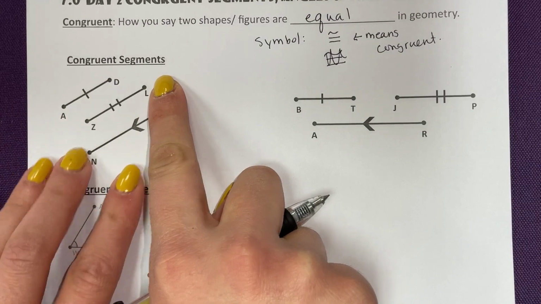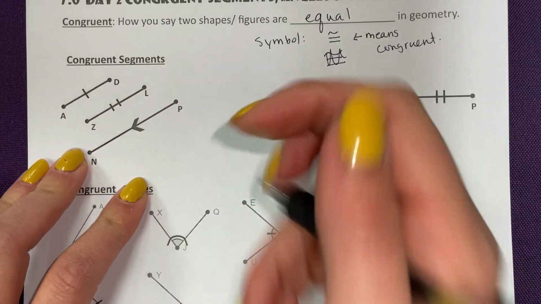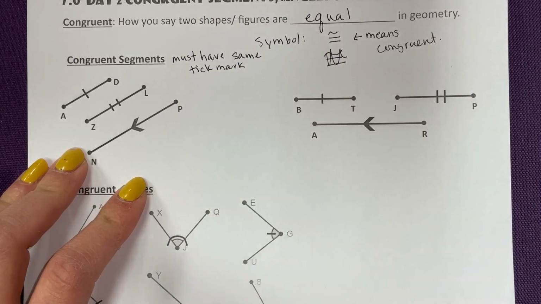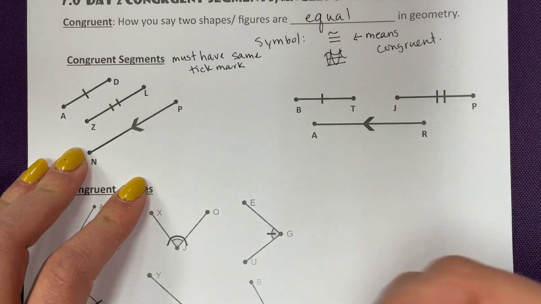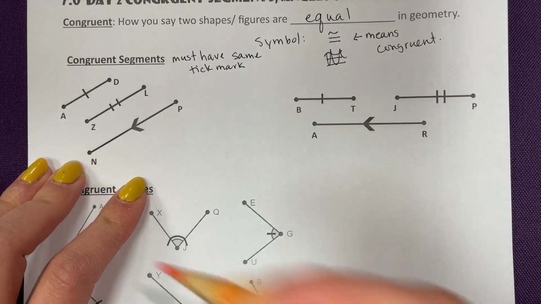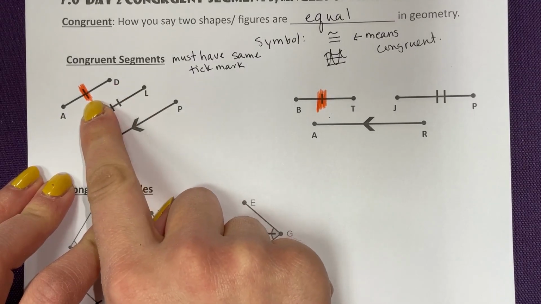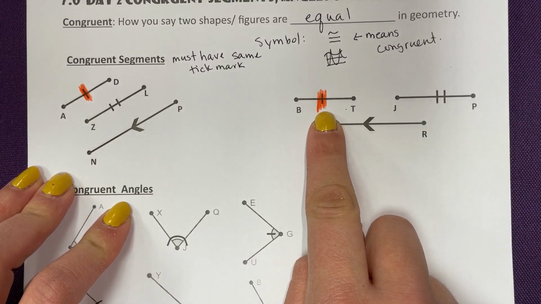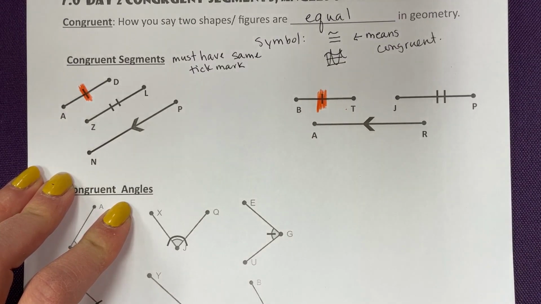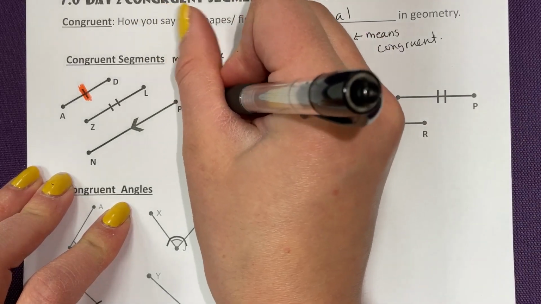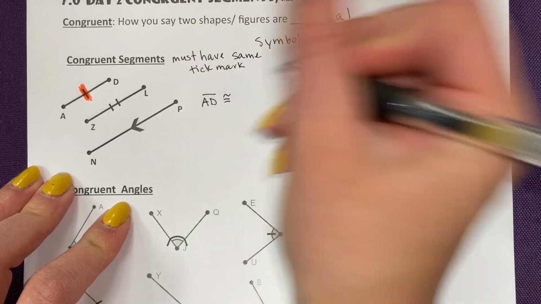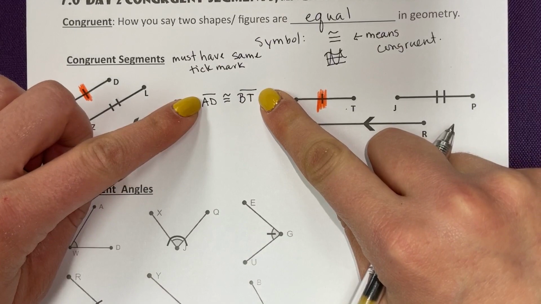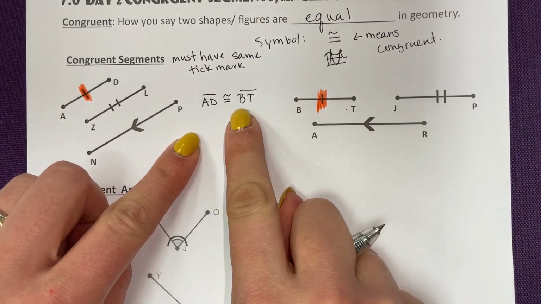Let's go to congruence in segments, okay? In congruence in sides and segments, they must have the same tick mark to be considered congruent. That's how you show congruency without actually saying congruency. For example, segment AD has one little tick mark that I have highlighted in orange. Segment BT also has that same single tick mark in between the lines. So we can say that segment AD is congruent to segment BT. And make sure you put those little segment lines on the top, okay? And this says, hey, these two things, they're equal to each other.